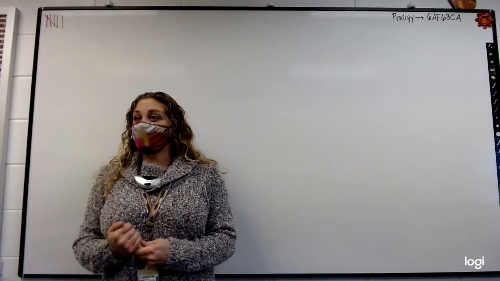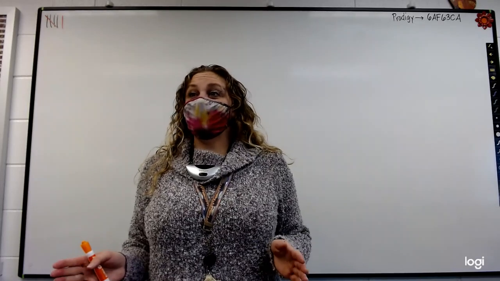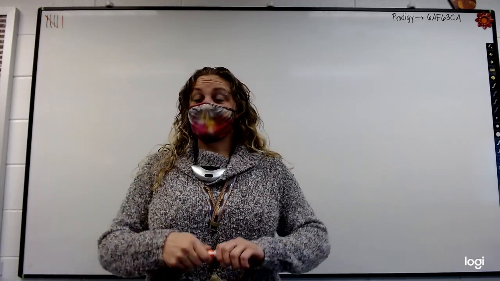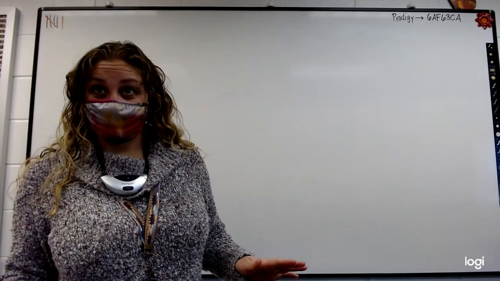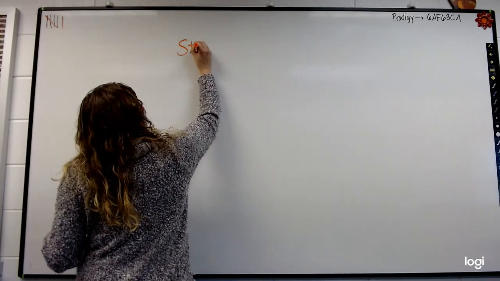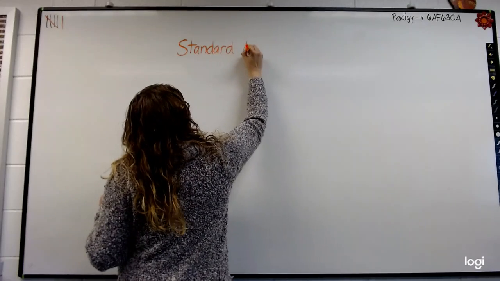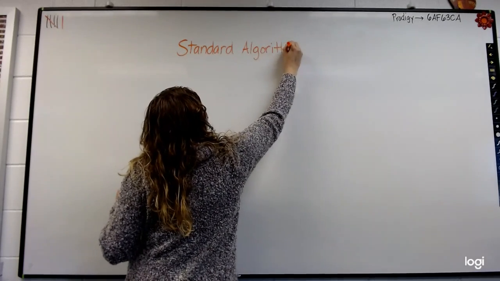Math today. We are learning a new way to multiply large numbers. Now we're not going to start with 2-digit by 2-digit because we're going to start with the basics. This is called the standard algorithm. Not a fancy name. This is what it's spelled like. Standard algorithm.